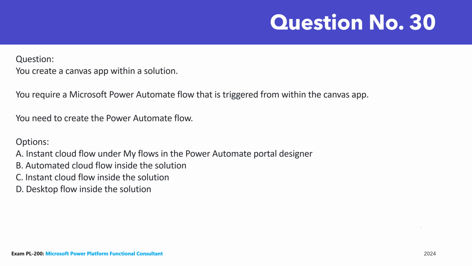Question. You create a Canvas app within a solution. You require a Microsoft Power Automate flow that is triggered from within the Canvas app. You need to create the Power Automate flow. Options. A. Instant Cloud Flow under My Flows in the Power Automate Portal Designer. B. Automated Cloud Flow inside the solution. C. Instant Cloud Flow inside the solution. D. Desktop Flow inside the solution.